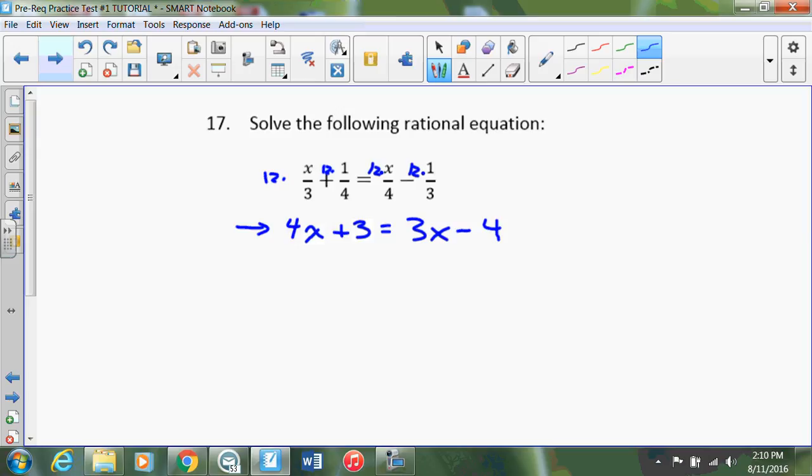We'll subtract 3x from both sides. And we'll subtract 3 from both sides. And we got it. We are almost done.